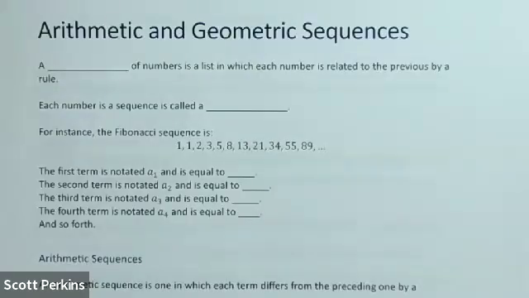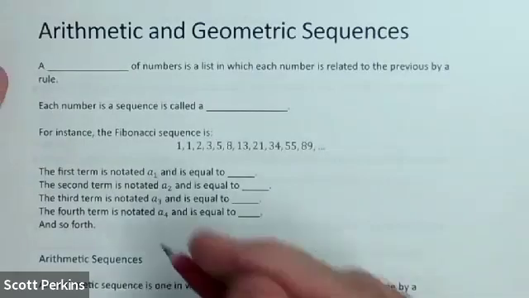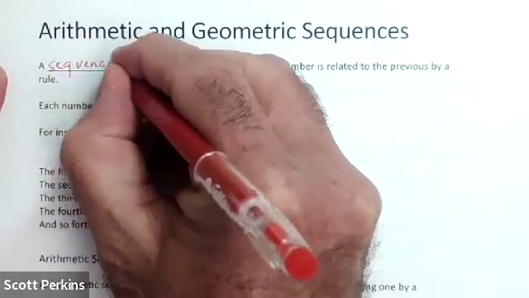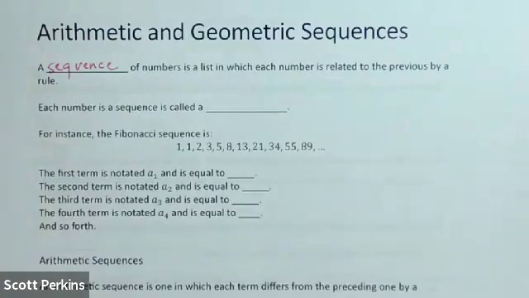All right, so what we are talking about in this last section is what's called arithmetic and geometric sequences. We're dealing with sequences here. So the first question that needs to be answered is, what in the world is a sequence? So we're going to define that. A sequence of numbers is a list in which each number is related to the previous one by some sort of rule.